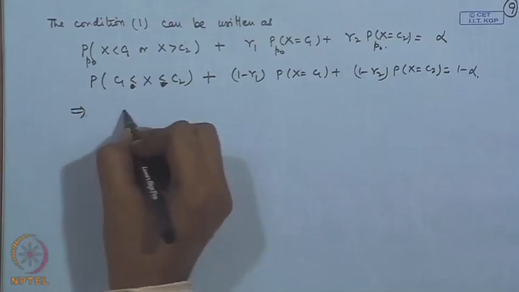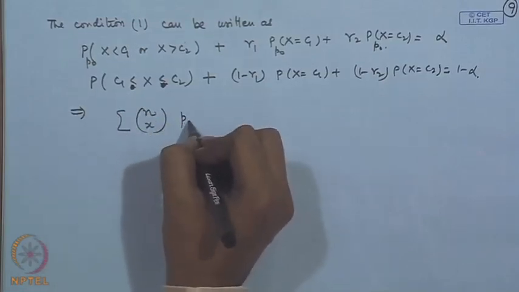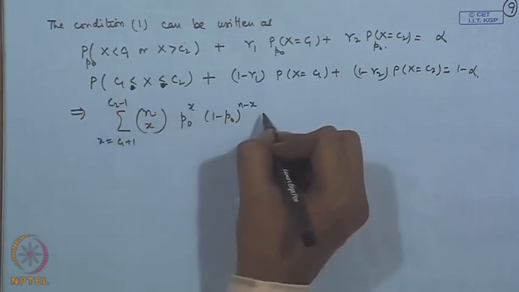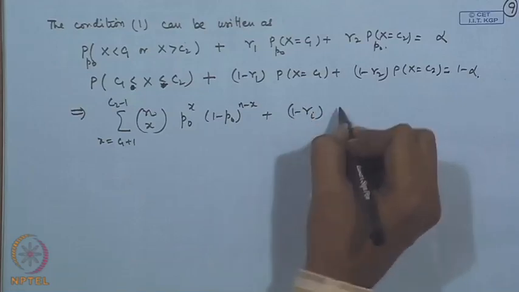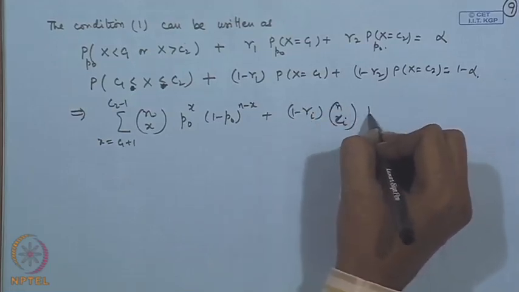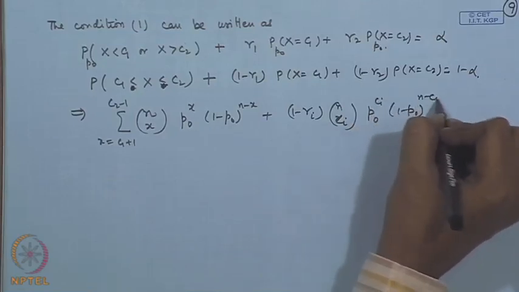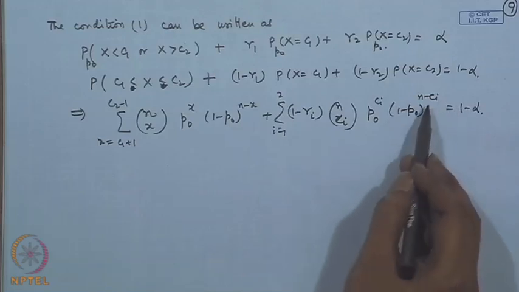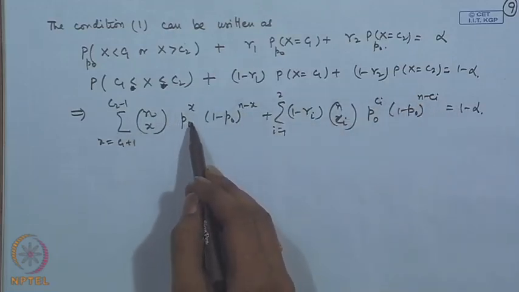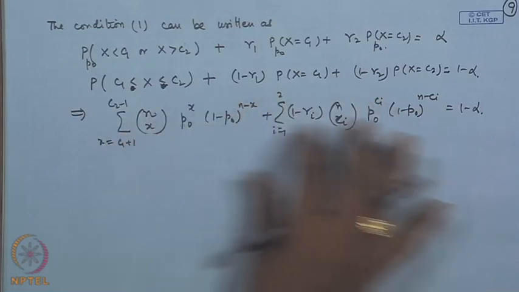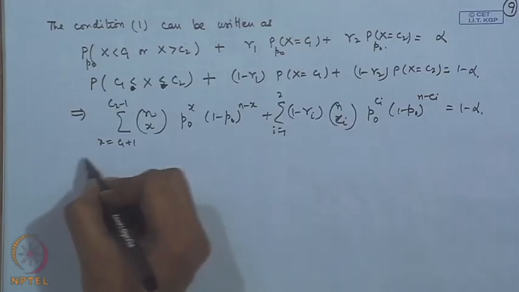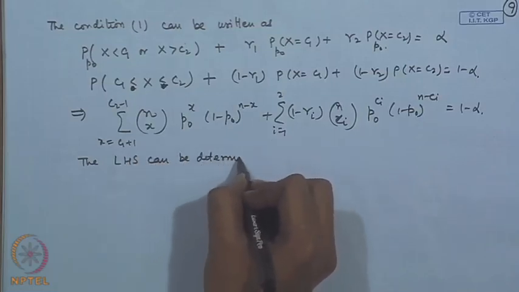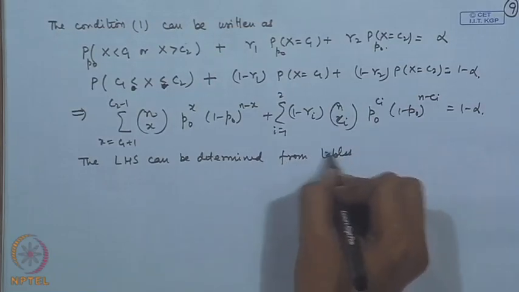So, this condition is then the sum of nCx p naught to the power x, 1 minus p naught to the power n minus x, where x is from c 1 plus 1 to c 2 minus 1, plus the sum over i equal to 1, 2 of 1 minus gamma i times nC c i p naught to the power c i, 1 minus p naught to the power n minus c i, that is equal to 1 minus alpha. Now, given the value of p naught and n, one can do certain interpolation and determine the left hand side from tables of binomial distribution.